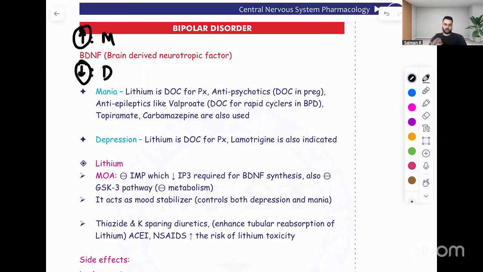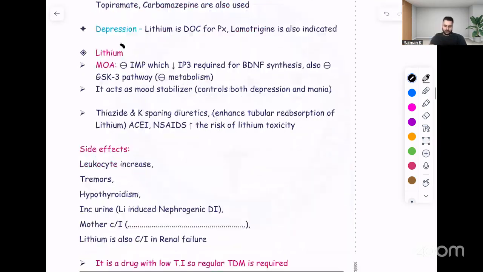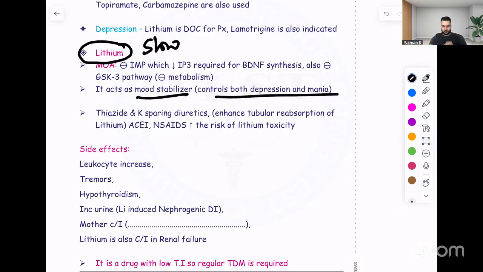Now, you should understand the drug used for the maintenance of this patient. Maintenance means long-term treatment. Lithium is not used in acute attack of mania because lithium is a slow-acting drug. So it's not used in the acute attack. Lithium is only used for maintenance, at discharge time. Okay. So it's a mood stabilizer, controls both depression and mania. That's why we call it a mood stabilizer.